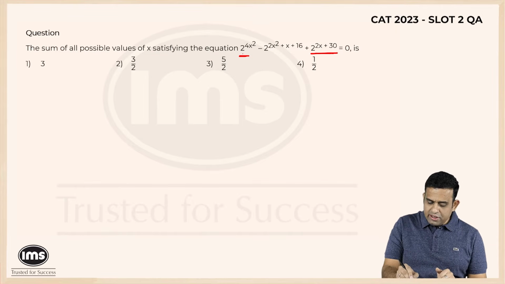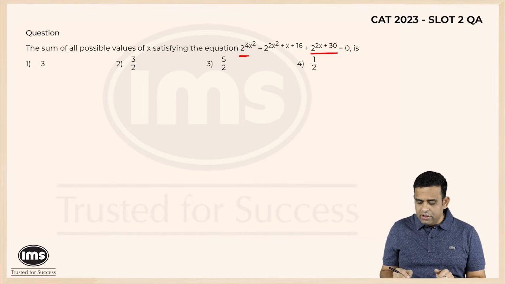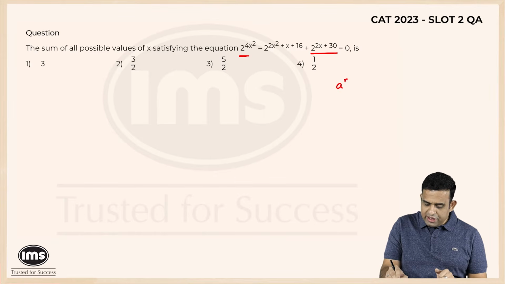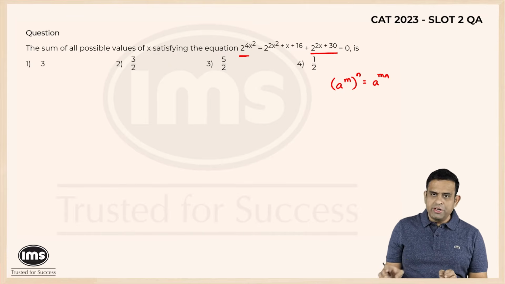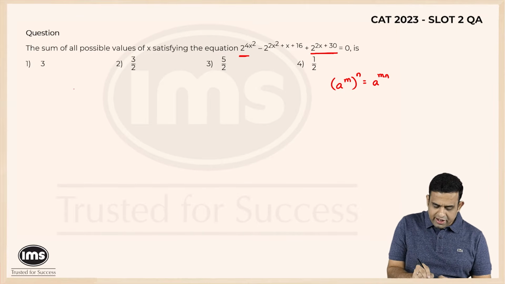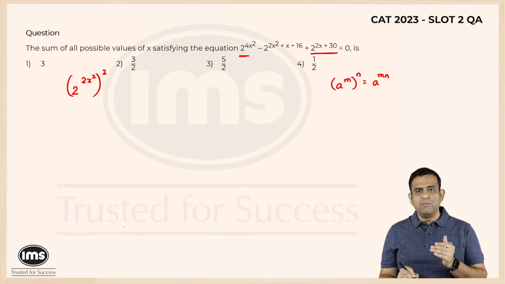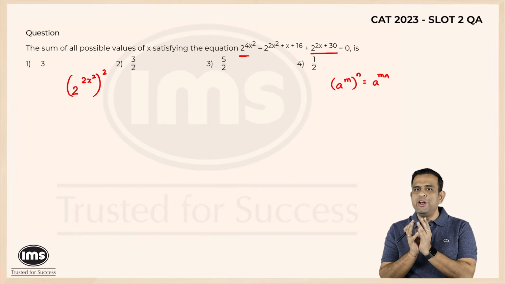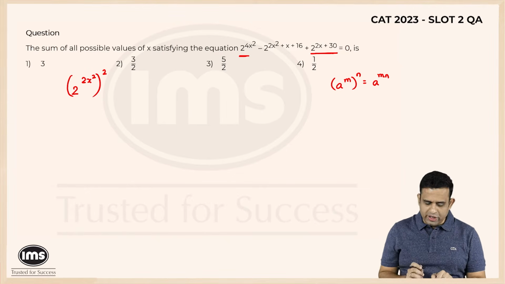If you look at the term 2 power 4x square, we know the property that a raised to m whole raised to n is nothing but a raised to m into n. So here my first term I can rewrite as 2 raised to 2x square, whole raised to 2, and that basically becomes 2 power 2x square into 2, which is 4x square.